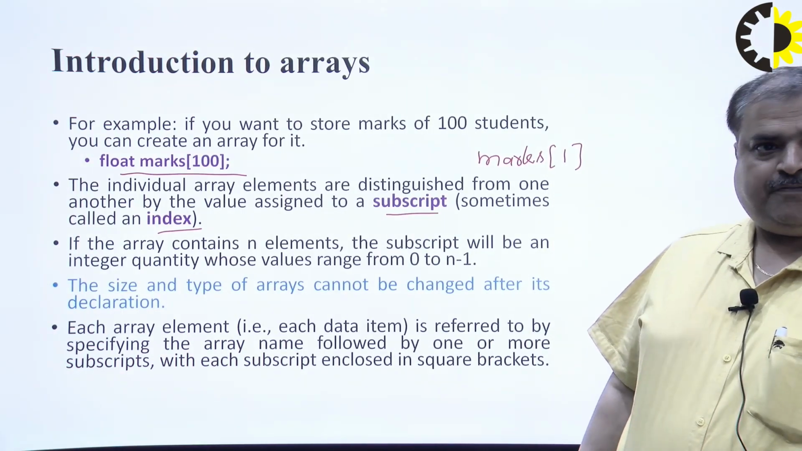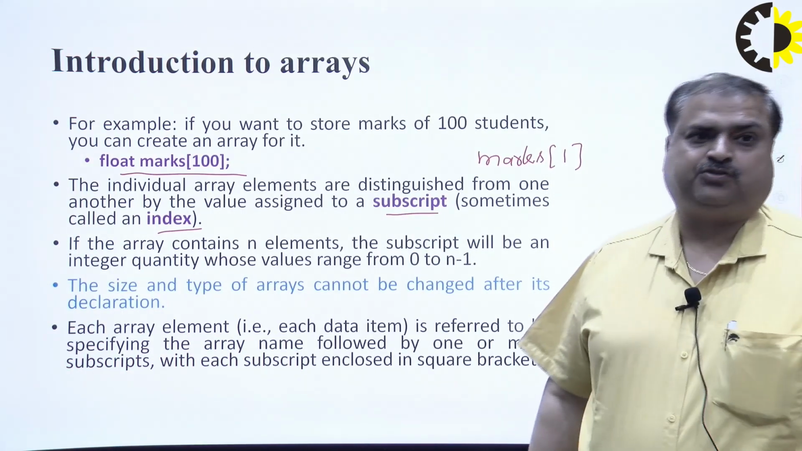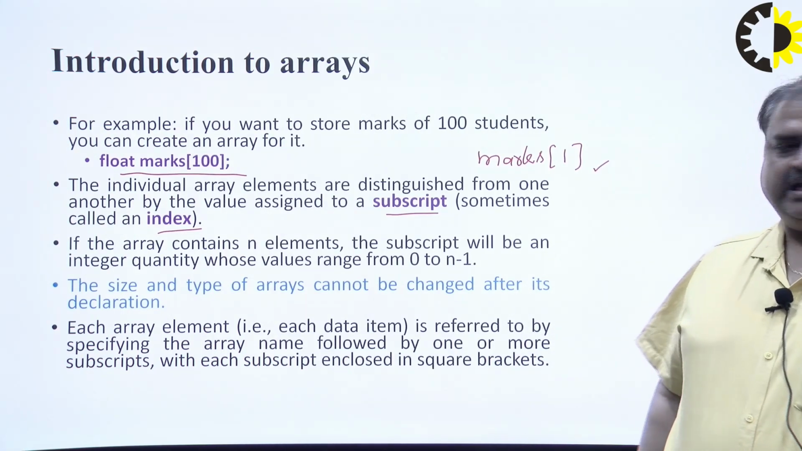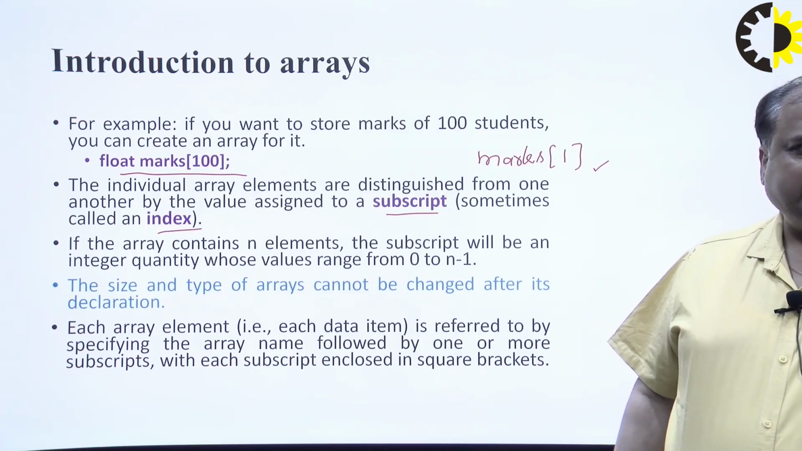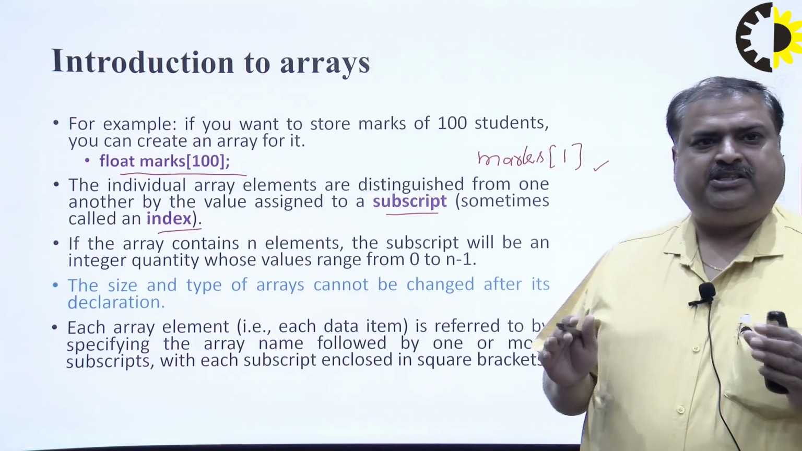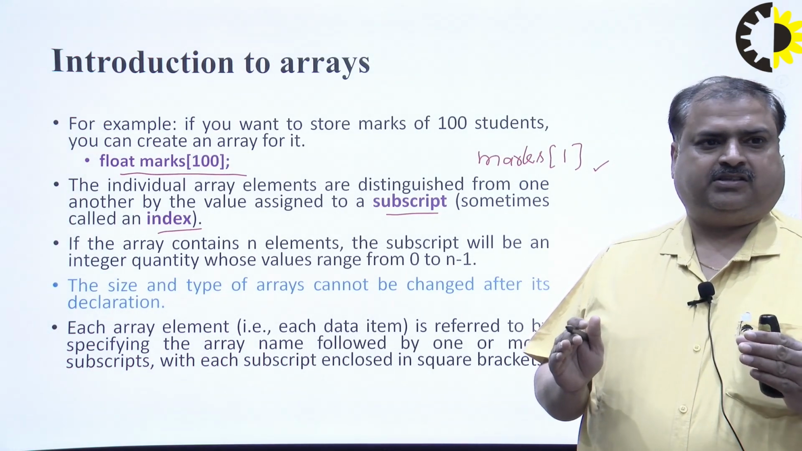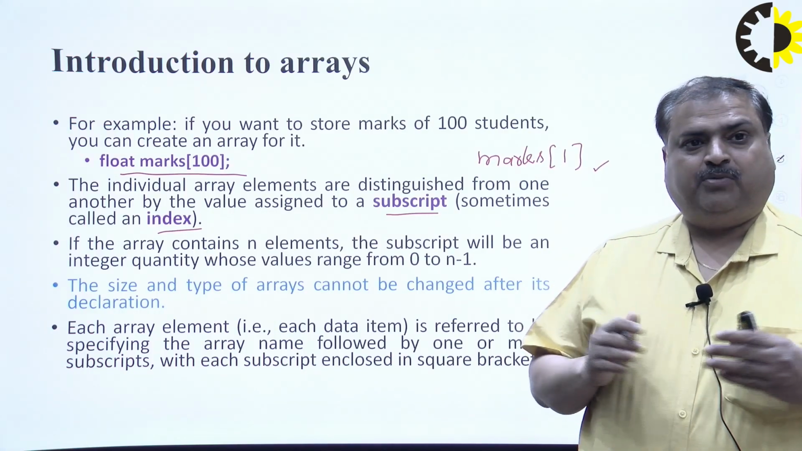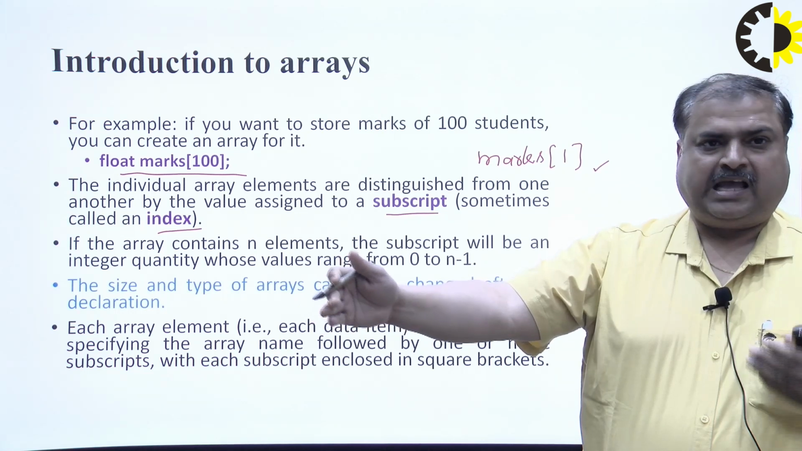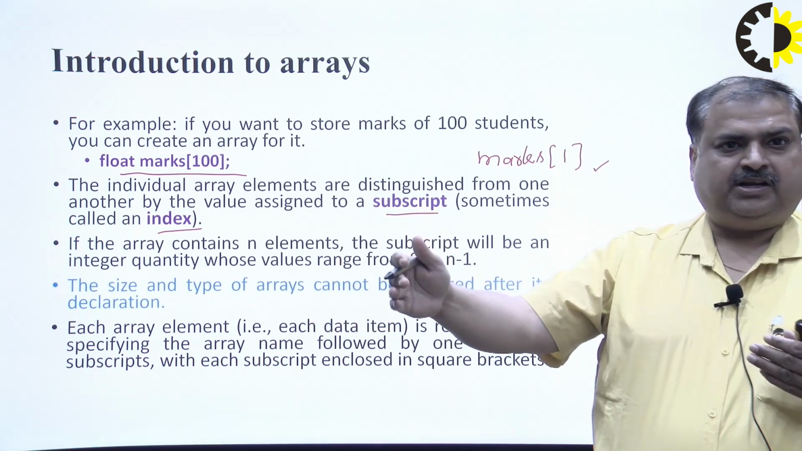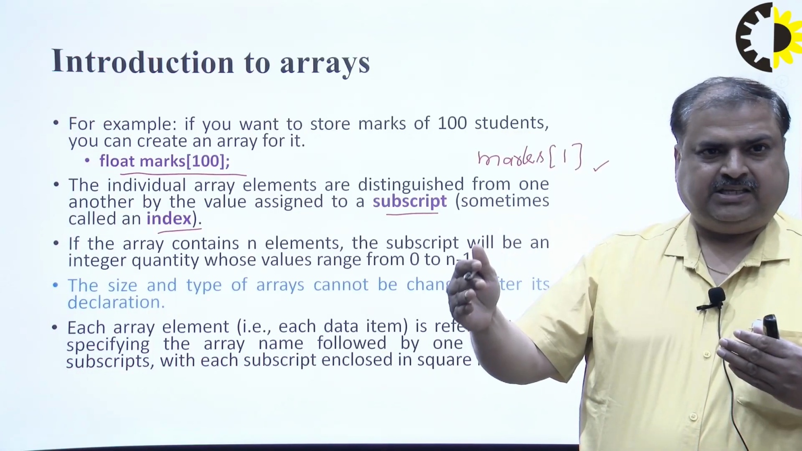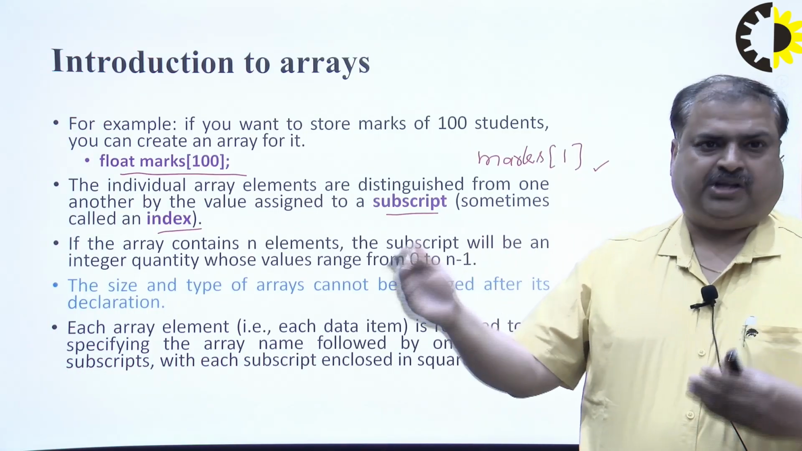So, 0 will be first and 1 will be the second student. So, I can access the element like this. Size and type of array cannot be changed once it is declared, because the memory has been reserved and there is no possibility as of now for arrays in C to grow or shrink.